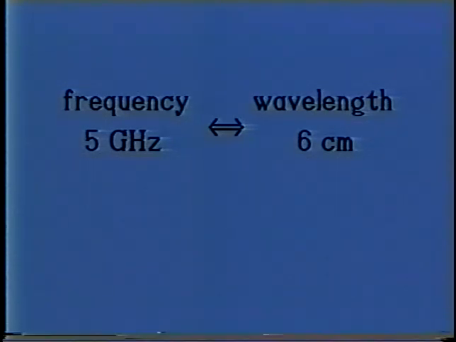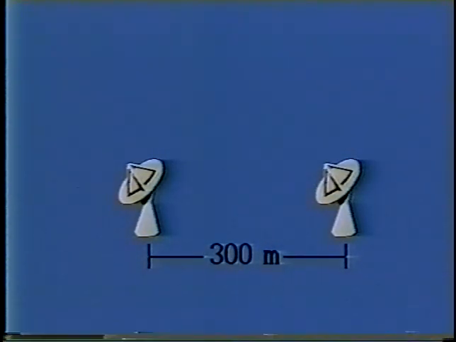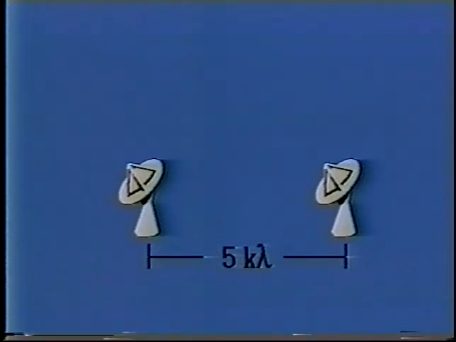At this frequency, 300 meters is the same as 5,000 wavelengths, or 5 kilowavelengths. At 5 gigahertz, then, our 300-meter baseline is equivalent to a baseline of 5 kilowavelengths. To illustrate, let's draw a wave with each cycle representing 1 kilowavelength. Then 5 kilowavelengths is represented by 5 cycles.